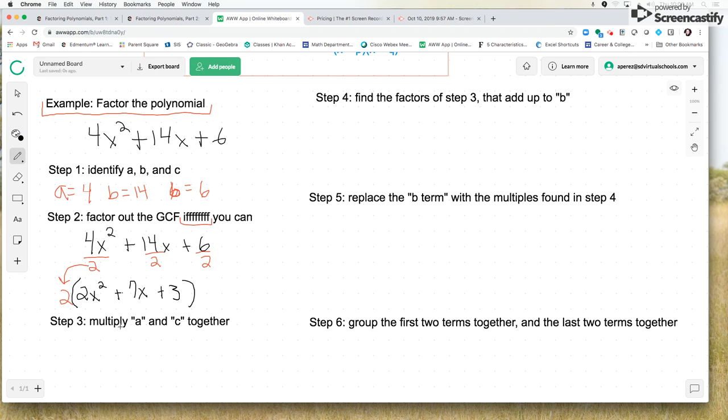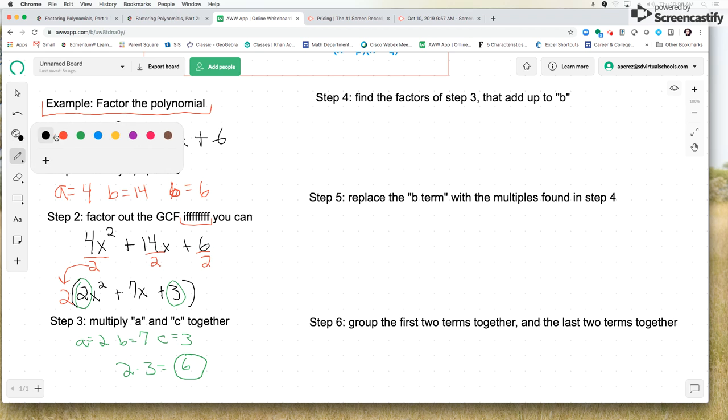Okay, step 3, multiply A and C together. Now the A and C I'm talking about are from our new improved trinomial. So A equals 2, B now equals 7, and C now equals 3. So if I'm multiplying A and C together, this is 2 times 3, which is 6. Okay, next step, let's move right along. Find the factors of step 3 that add up to B. So if we do that one by one, let's go ahead and do that. Find the factors of step 3. So step 3 was 6.